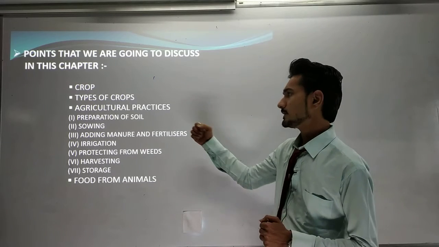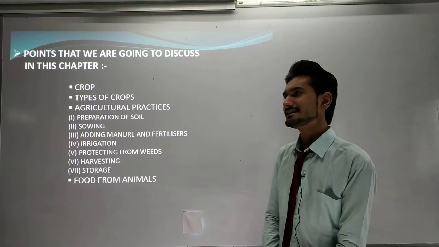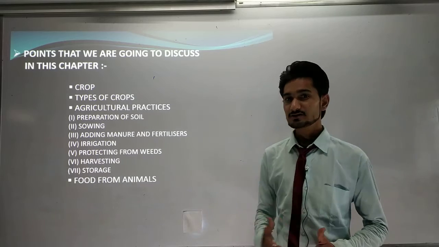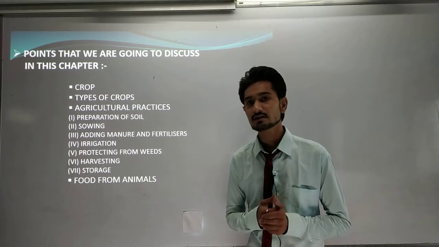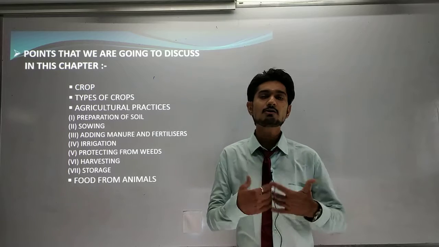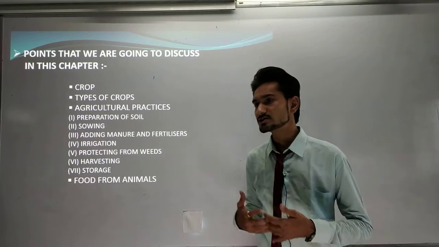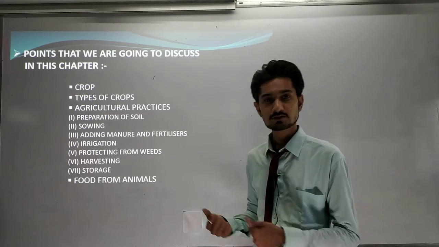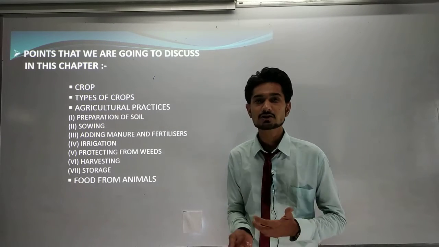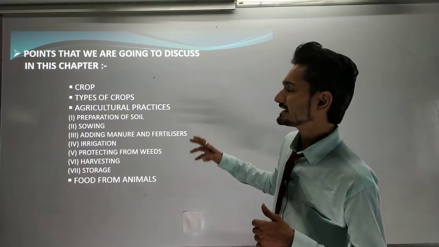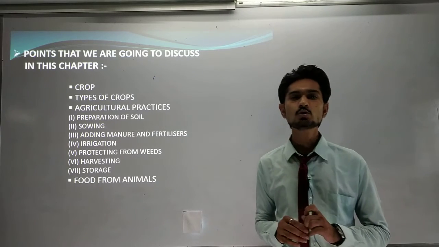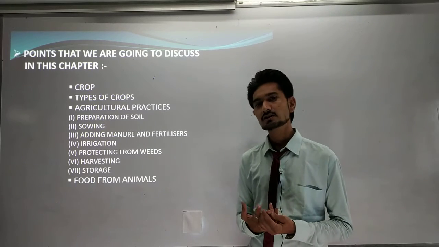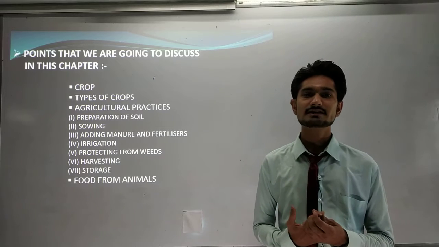Afterwards we started the agricultural practices, in which we finished the preparation of soil, where 2 kinds of processes occur. So how do we prepare the soil to ensure the plantation of the crops in that field? For that we prepare the soil by 2 kinds of processes: one is loosening, and the second is the tilling process.